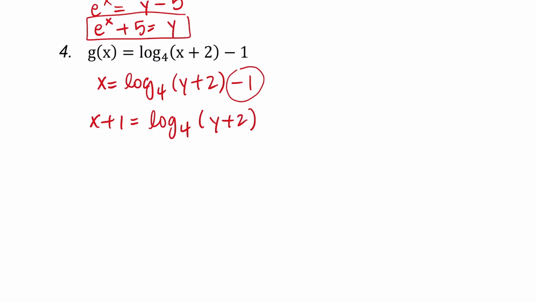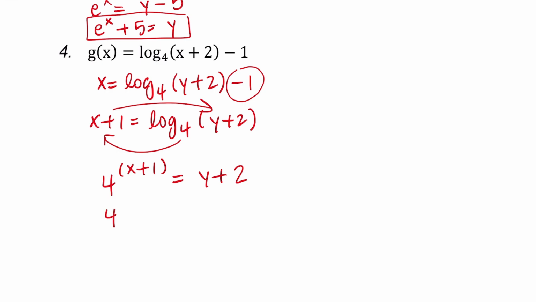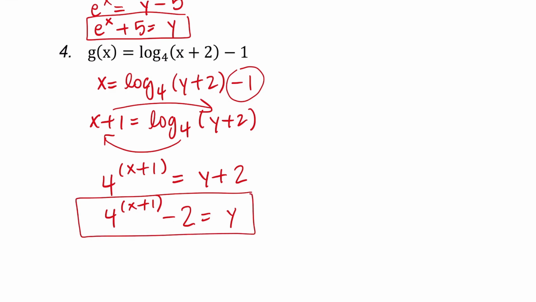Now we can apply our log property, so we get 4 to the x plus 1 equals y plus 2. Now we can isolate the variable even more, so we get 4 to the x plus 1 minus 2 equals y. And that is our inverse function.